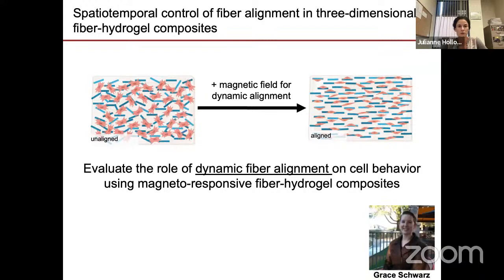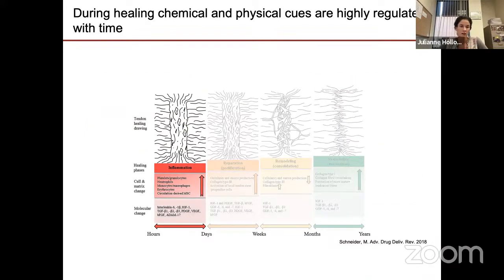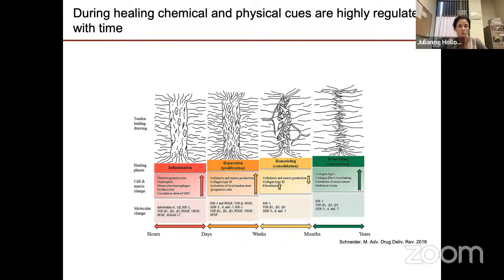And so here we're really interested in, can we get dynamic or temporal fiber alignment in fiber hydrogel composites, and how can that control cell behavior? The general idea here is, not only do you have these different molecules that are temporally regulated during the healing cascade, but you can see that the physical structure is also temporally regulated during the healing cascade. So is it important to present specific physical cues at specific times during that healing process?